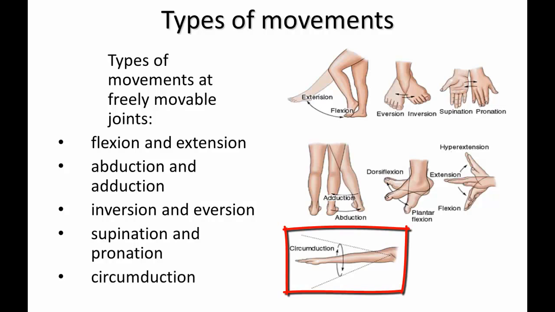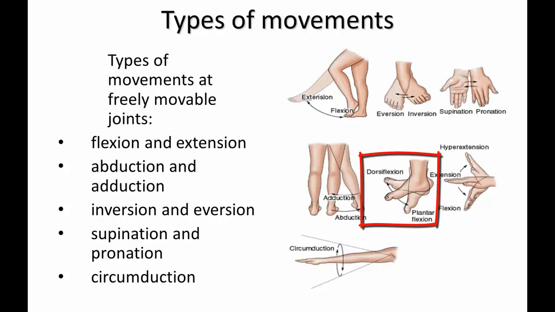Circumduction is a kind of rotation. Again, if you take a look at the picture, you'll see an example of circumduction. And what's not listed on here is dorsiflexion and plantar flexion. Dorsiflexion is pointing your toes up at the ankle, so you're bringing the ankle up. And plantar flexion is at the ankle, pointing your toes down.